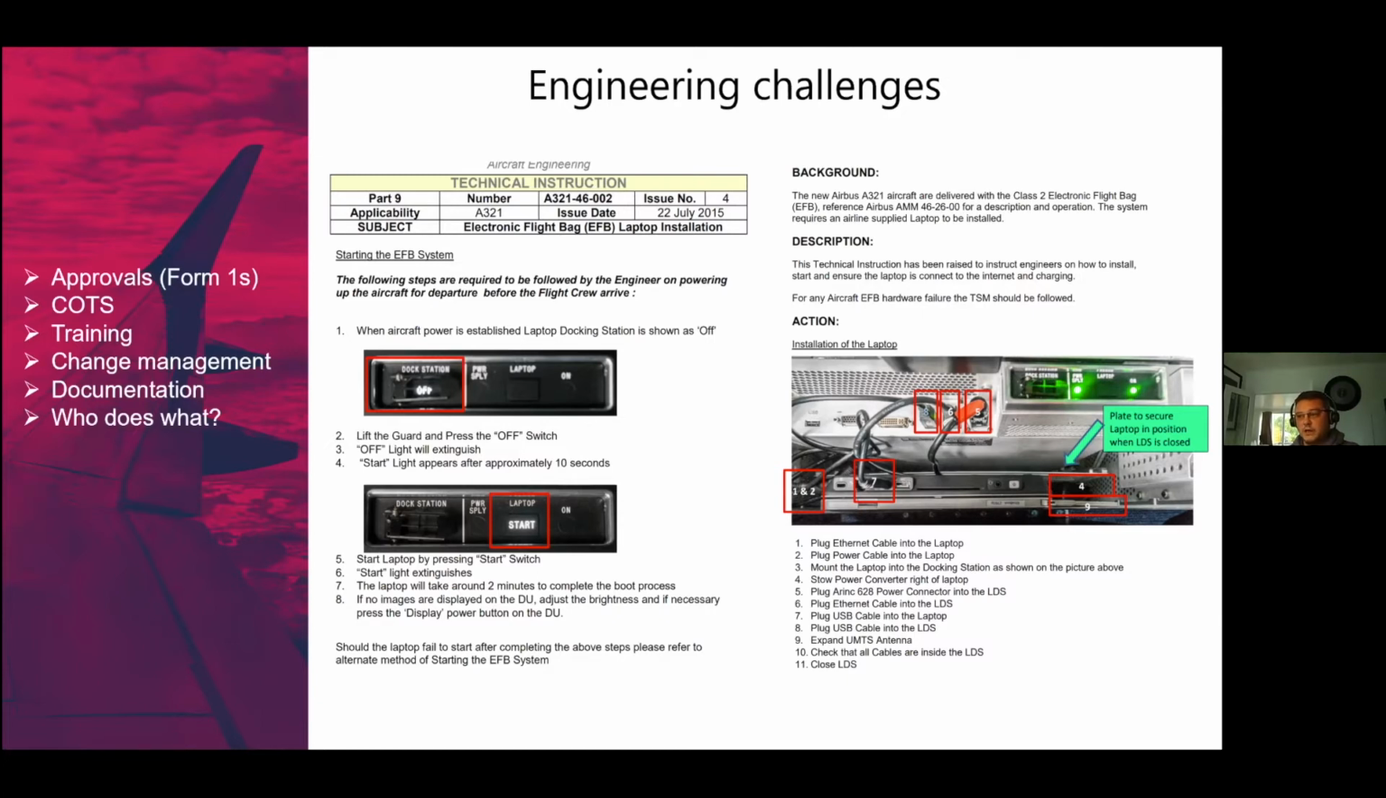So even though this instruction was actually written, these steps for an engineer to start up the aircraft and power up the EFB when the aircraft was powered up, in order to get all the updates through in the maximum allowable time, had to be done. And we had to be nurturing the engineers to actually be able to do this, so the aircraft would get away on time.